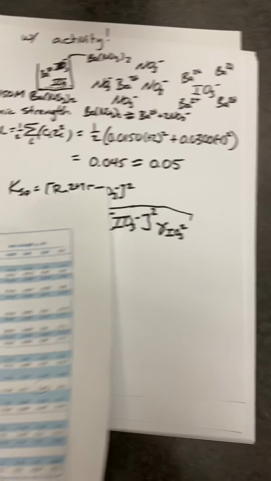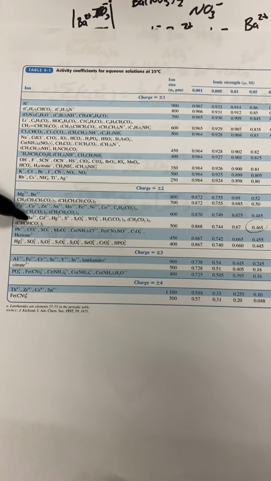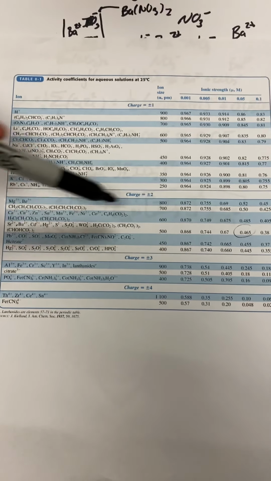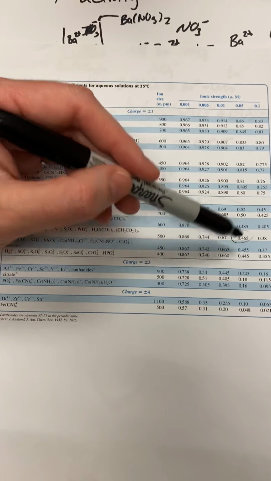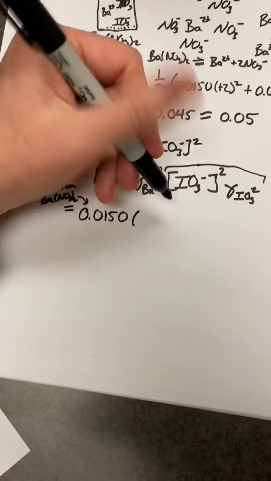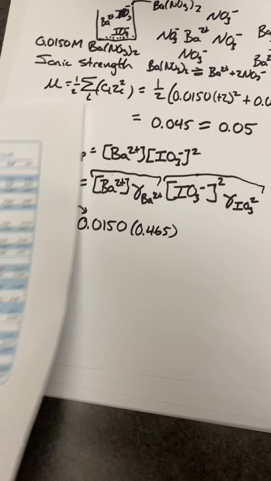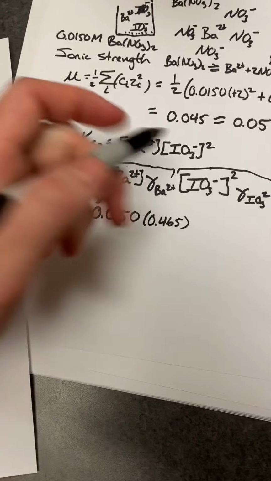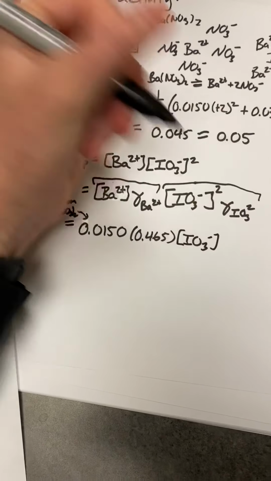So we can pull up a table. It's a real common table. If you look for barium, it's right here in the +2. Then we go over and look for an ionic strength of 0.05, which we had, and we get an answer of 0.465. So that's what we plug in right here, 0.465. Now we've got our iodate concentration. Our iodate concentration we don't know, so I'm going to keep it as our X squared.